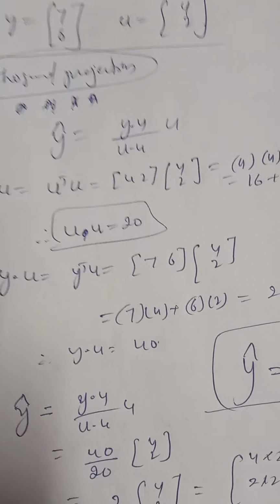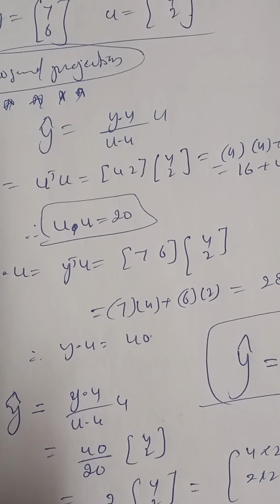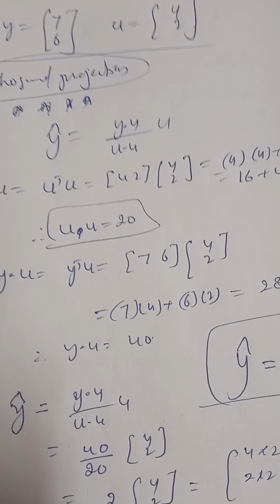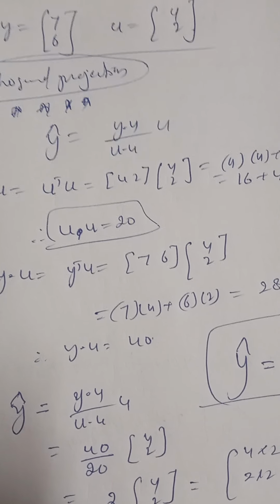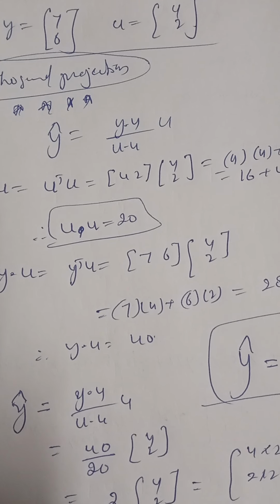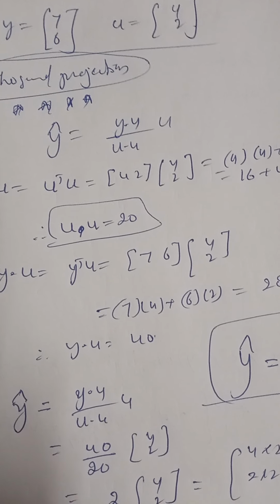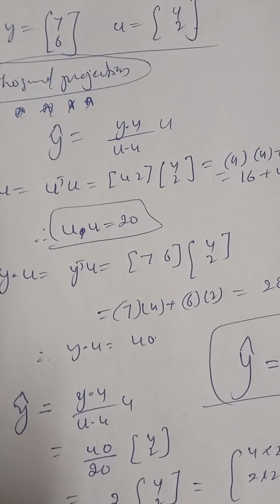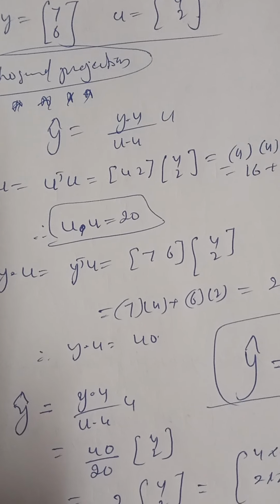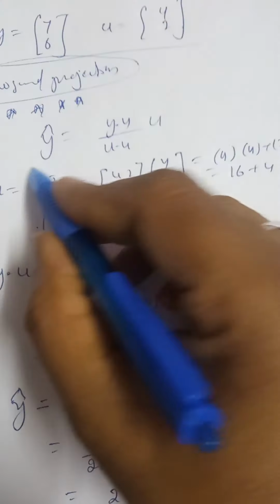What is the definition of orthogonal projection? Orthogonal projection is defined by the dot product of y and u, right? Now the orthogonal projection of y onto a vector u is denoted by y cap, and which is defined as y dot u by u dot u into u. This is the definition, very very important definition, orthogonal projection.